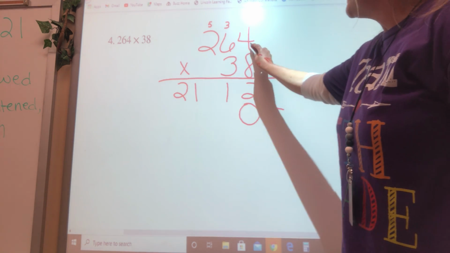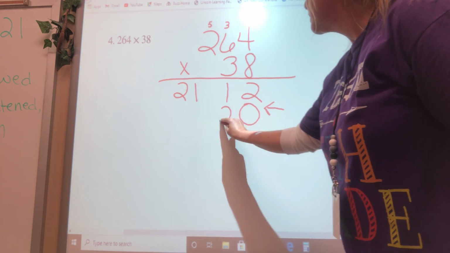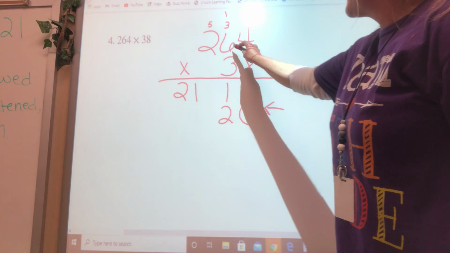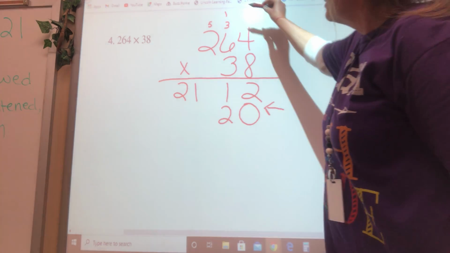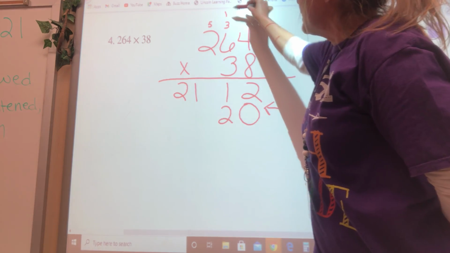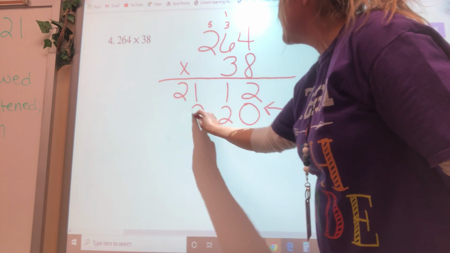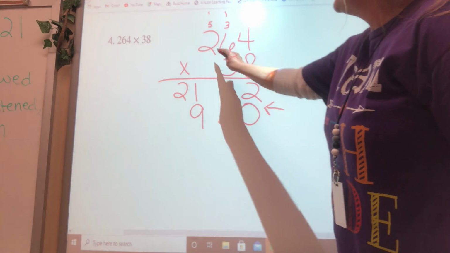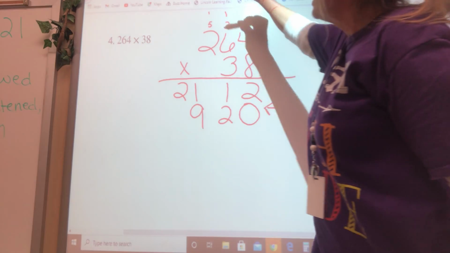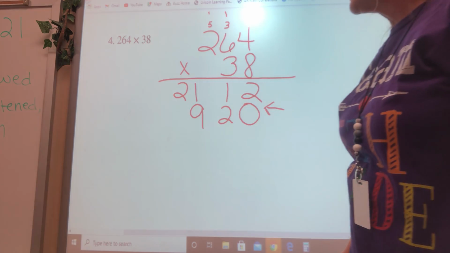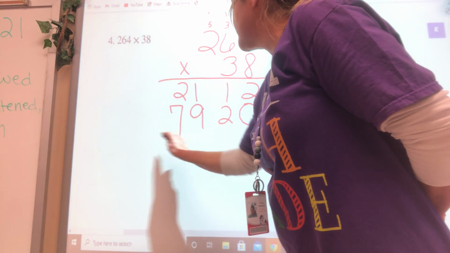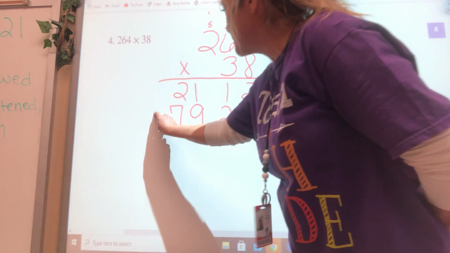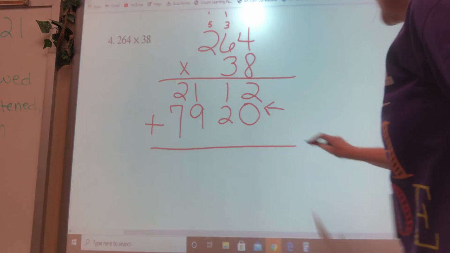So we would have 3 times 4 is 12. Carry my 1. 3 times 6 is 18, plus the 1 that I carried. So what I would have is 19. Carry my 1. 3 times 2 is 6, plus the 1 that I just carried is 7. Now, I had 2 numbers, I have 2 rows, so that tells me it's time to add them together.